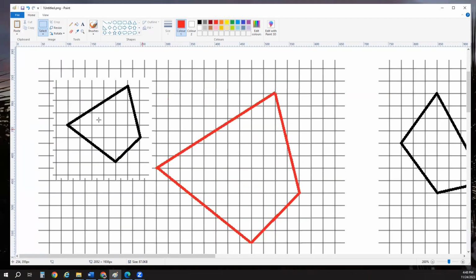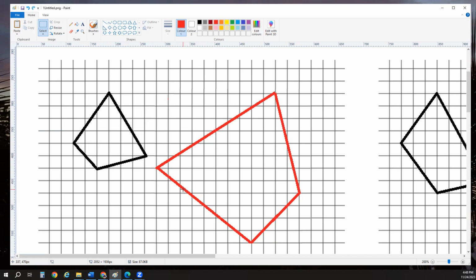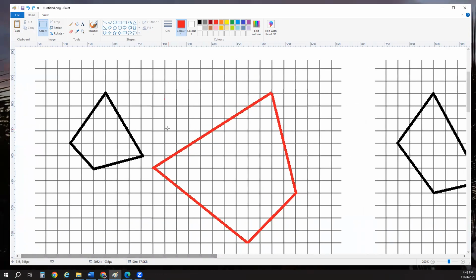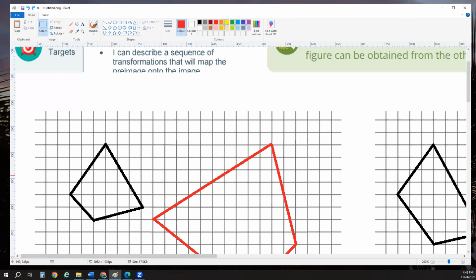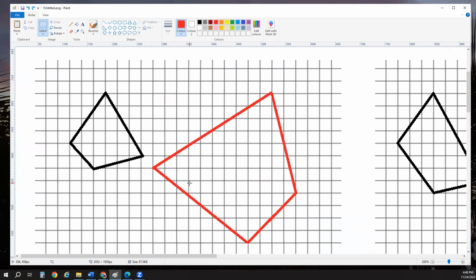So this was a dilation with a 2-to-1 scale factor, and a rotation left of 90 degrees. All right, cool. So there you go. That's that one. So these are similar polygons. These are similar quadrilaterals. Okay. So there you go. So how about this one?